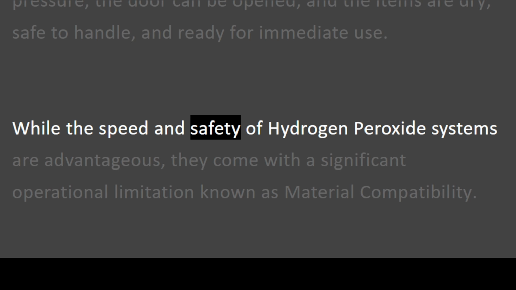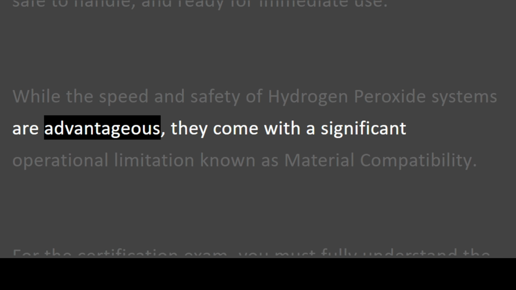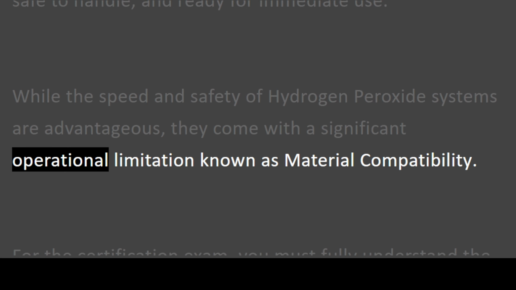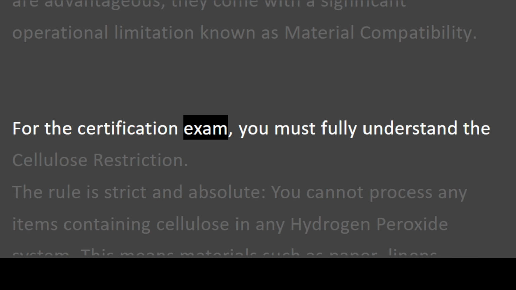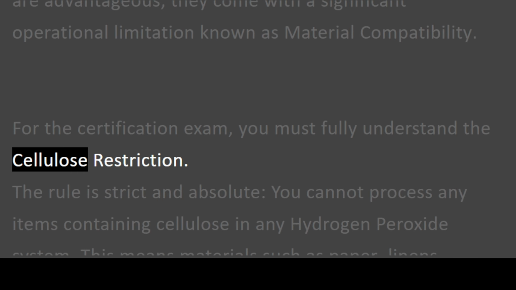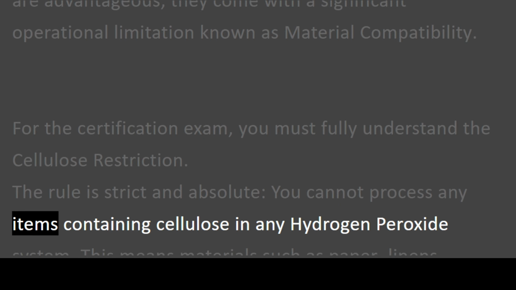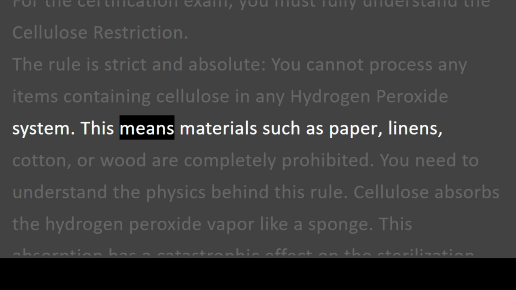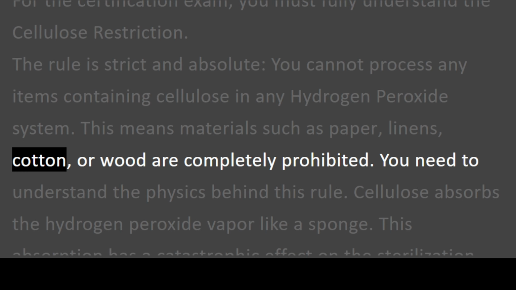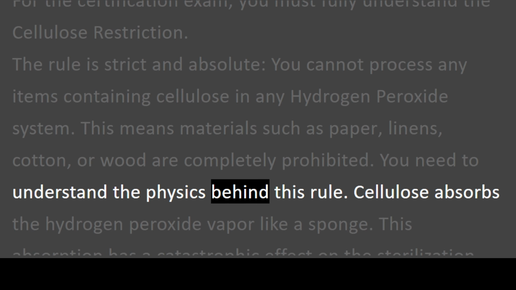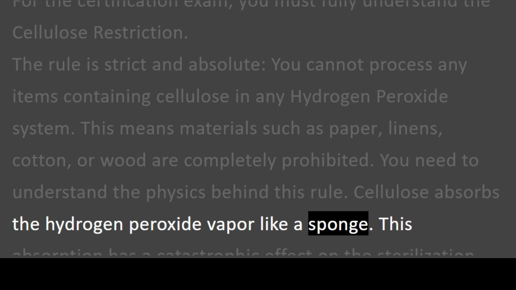While the speed and safety of hydrogen peroxide systems are advantageous, they come with a significant operational limitation known as material compatibility. For the certification exam, you must fully understand the cellulose restriction. The rule is strict and absolute. You cannot process any items containing cellulose in any hydrogen peroxide system. This means materials such as paper, linens, cotton, or wood are completely prohibited. You need to understand the physics behind this rule. Cellulose absorbs the hydrogen peroxide vapor like a sponge.